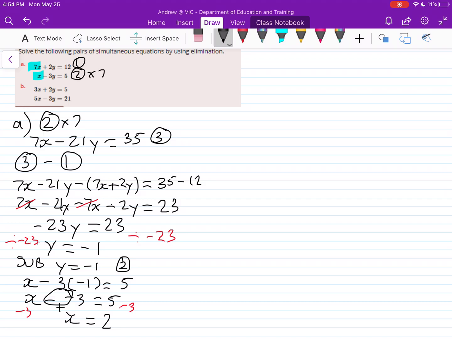So now I'm just going to write a statement: therefore y is equal to negative 1 and x is equal to 2. And there are our solutions for that first one.